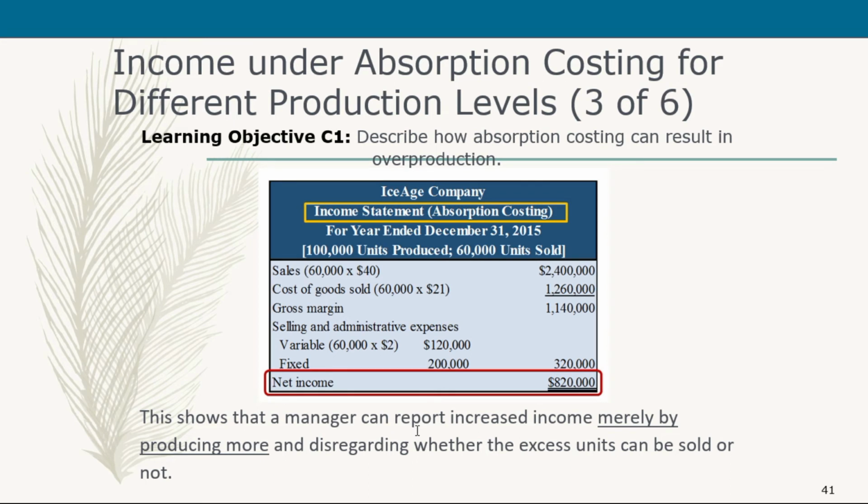This only shows that a manager can report increased income merely by producing more and disregarding whether the excess units can be sold or not. So that is one of the strategies. In order for us to get a higher income, we produce more inventory, making our cost of goods sold smaller. Thus, the net income is now higher. Okay? So that is one of the strategies that you can employ. You produce more, and then you will have a good net income.